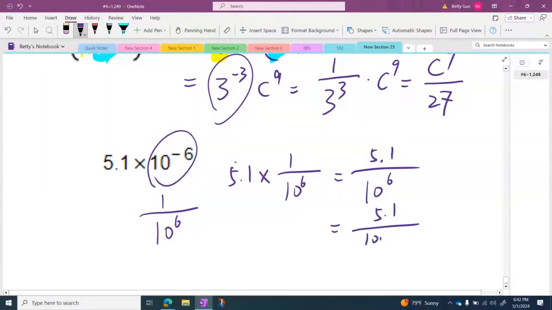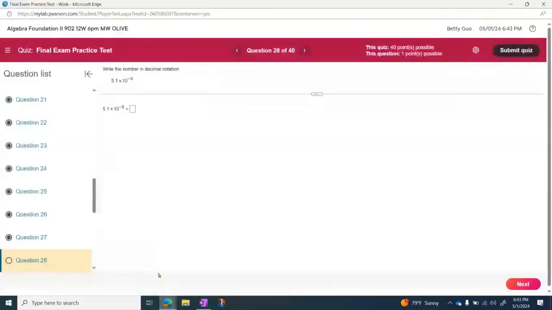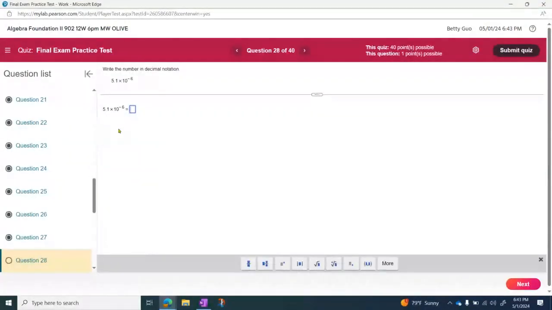10 to the power 6 is a million: 1, 2, 3, 1, 2, 3. So you can use a calculator to divide 5.1 by a million, and you get a decimal. Or if you understand scientific notation, you know this represents a tiny decimal. And the -6 power means we need to move the decimal point to the left 6 places. So we have 0.000005 1, and then double check.